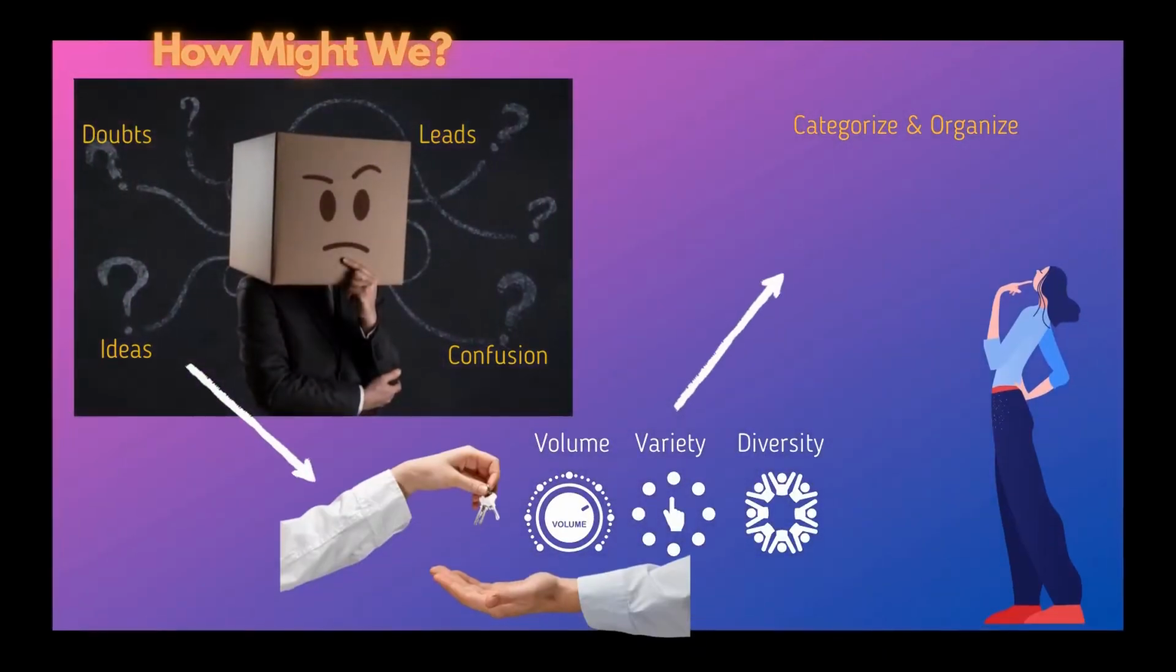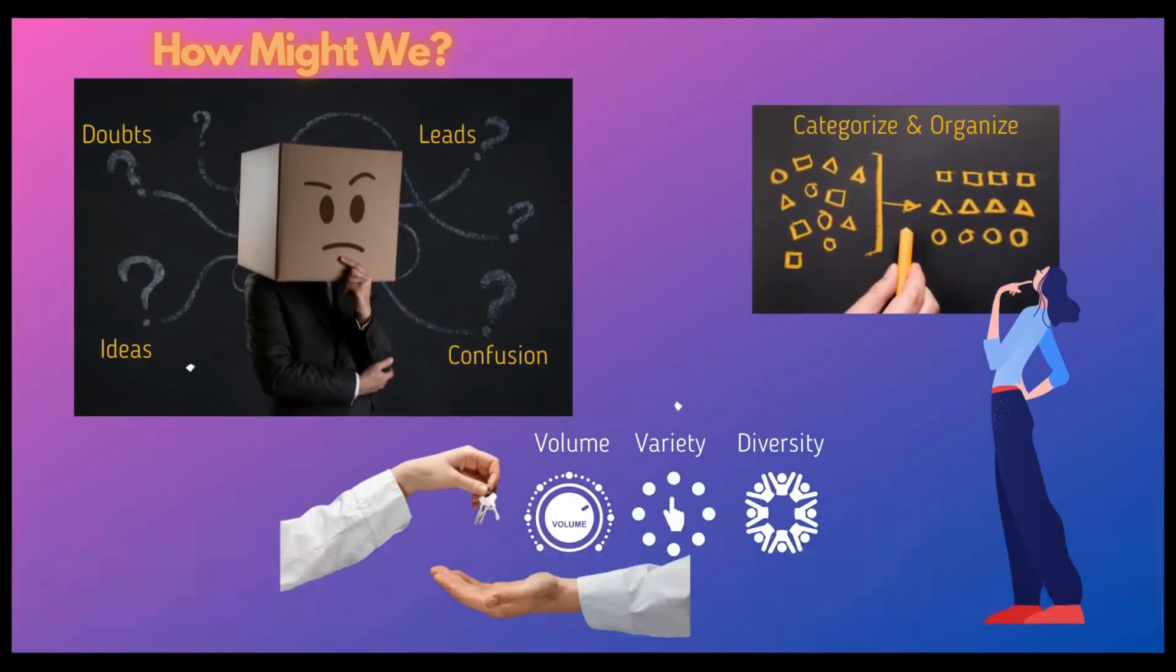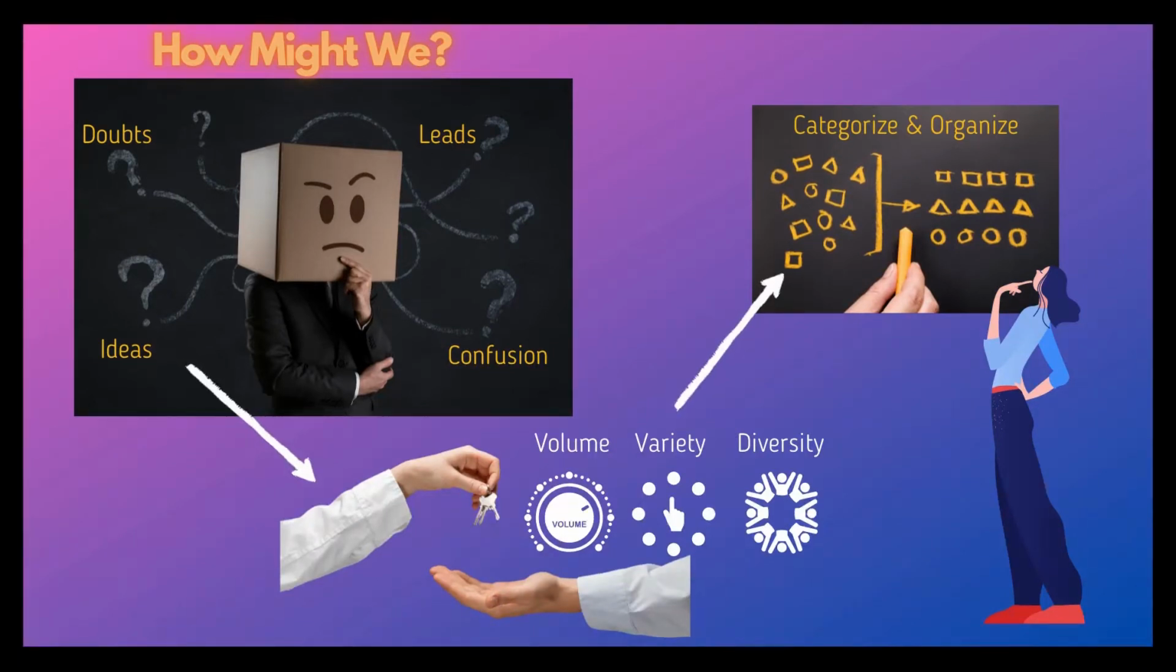How might we? So many boxes and just as many question marks. We came up with many ideas, but the problem was where to put them and how. We had to go back to look at the crucial keywords such as volume, variety, and diversity. This helped us categorize all the ideas for a cohesive understanding and make sense of things.